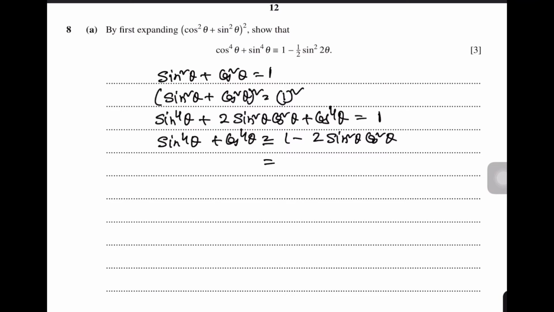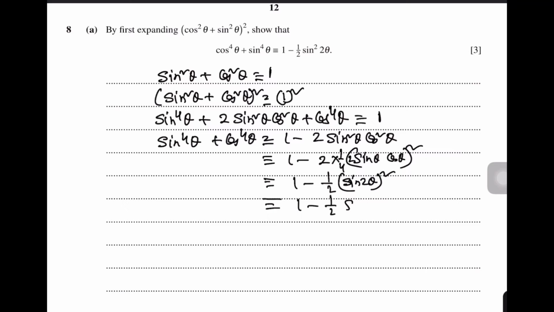So let me write it identically: 1 minus 2, this is (sin theta cos theta) whole square. Let me write here 1 by 4 along with the 2; 2 square is 4, so the 1 by 4 cancels. It will be like the previous steps: equals 1 minus 1 by 2 (sin 2 theta) whole square. That means 1 minus half sin square 2 theta.